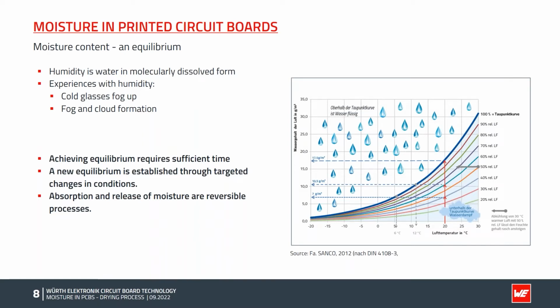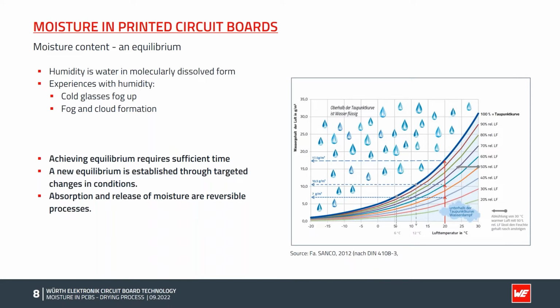So let's have a look at humidity content. Humidity content always is an equilibrium. Humidity is water in molecularly dissolved form, mostly dissolved in air. And we all have already experiences with humidity. For example, cold glasses fog up. And fog and cloud formation we can observe in the sky. Formation of clouds as well as disappearing of clouds if the sun is shining on the cloud and the temperature is rising.